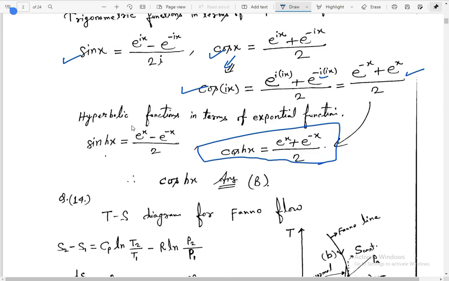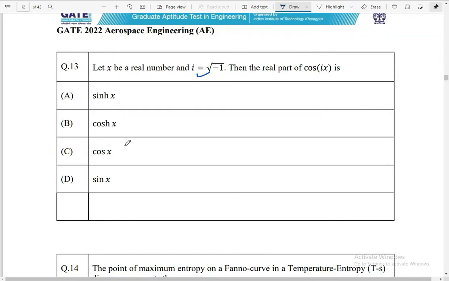In the options, after solving, you will have this kind of option, like you can see sinh x, cosh x, cos x, and sin x. So here I got cosh x, that is B, the right answer.